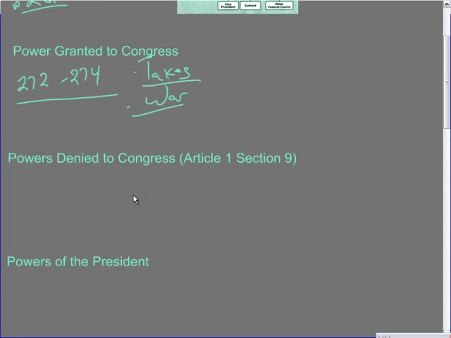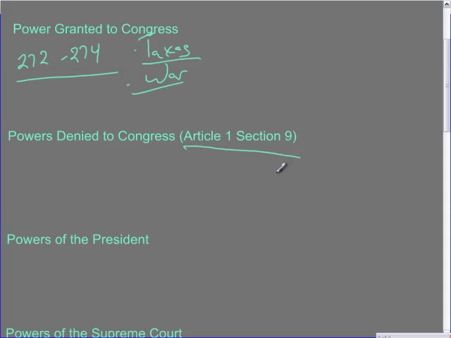The next thing is powers denied to Congress, and this is Article 1, Section 9.